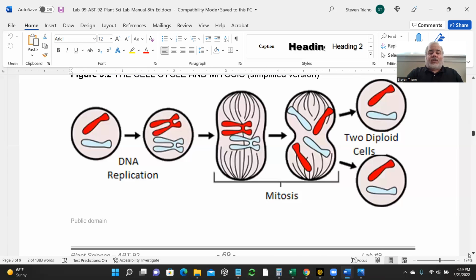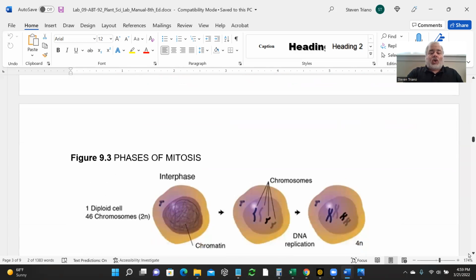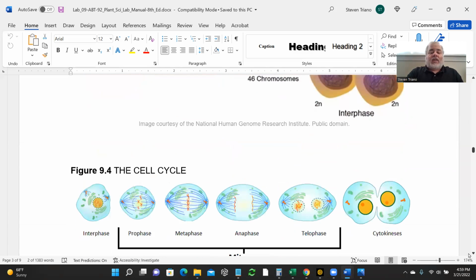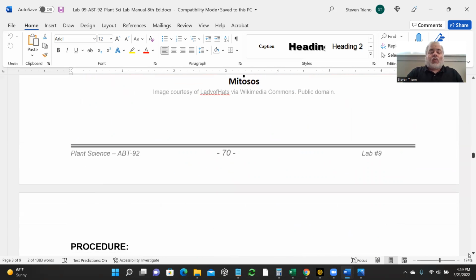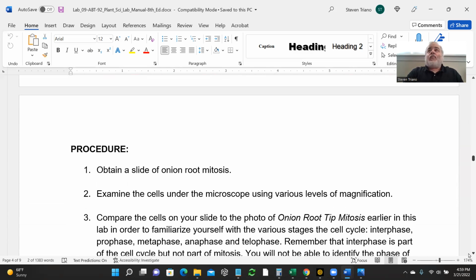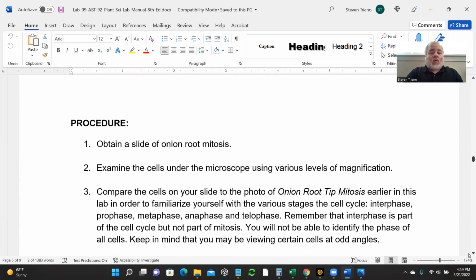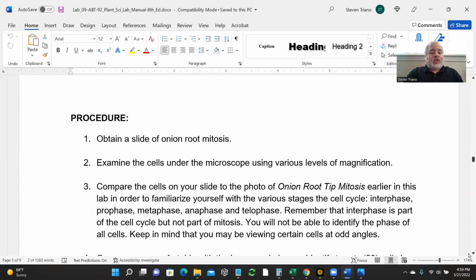So then it goes on to talk about mitosis and the phases. I'm not going to go through that again, but hopefully these diagrams will be relatively simple to follow and complement the in-class or online lecture material.